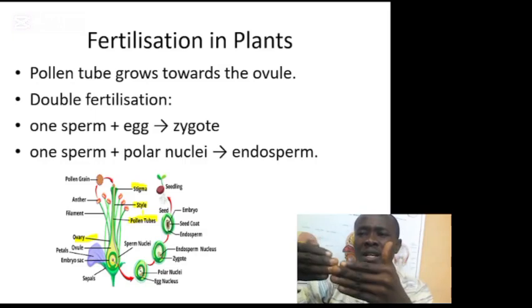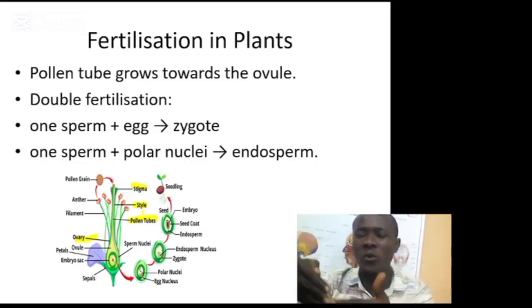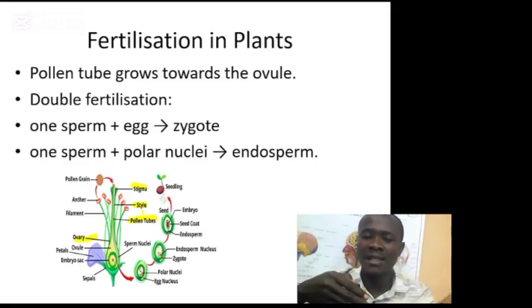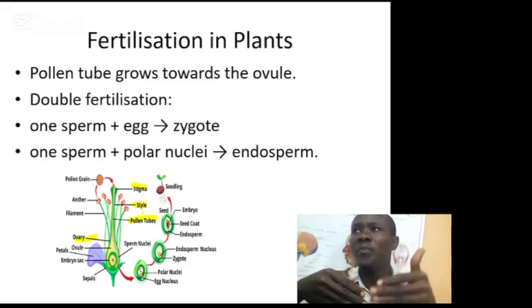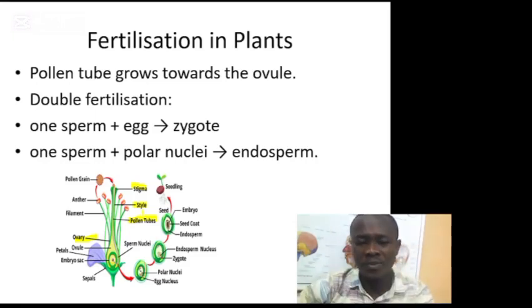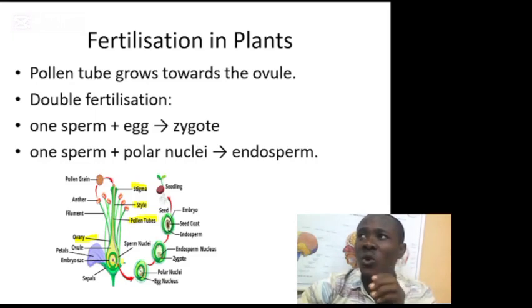We have the rod and we have the vehicle. Now the rod is the style. The pollen tube is the vehicle that has to transport the pollen grain to the ovary. As the generative nucleus and the pollen tube nucleus are traveling through the pollen tube, very close to the opening of the ovary, we call micropyle, the generative nucleus will divide into two sperm cells.